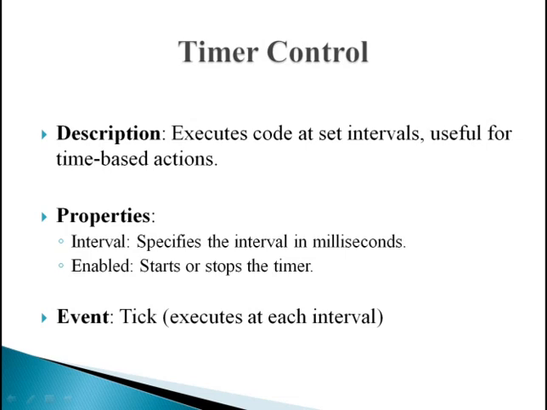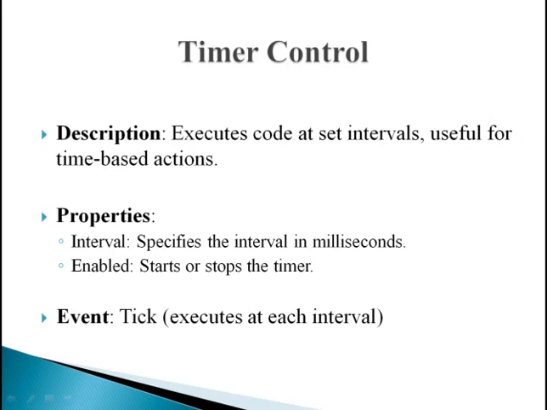The first property is Interval. The Interval property specifies the interval in milliseconds between each execution of the timer. We can set the interval to a specific value, for example 1000 milliseconds for 1 second, or we can adjust the interval dynamically based on the application requirements.